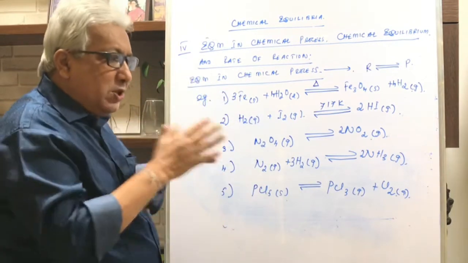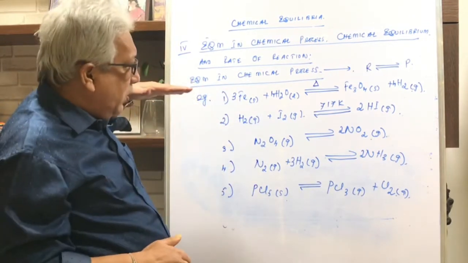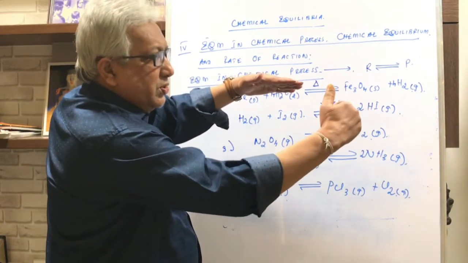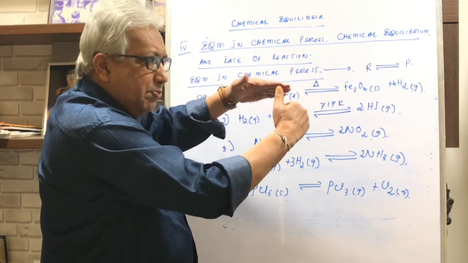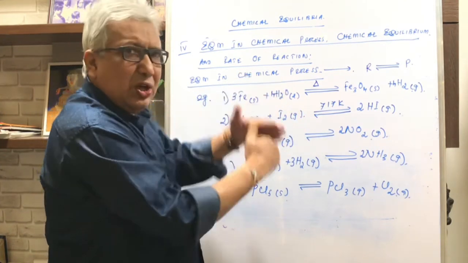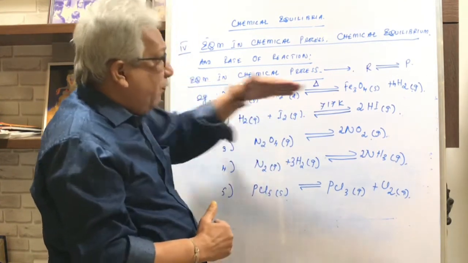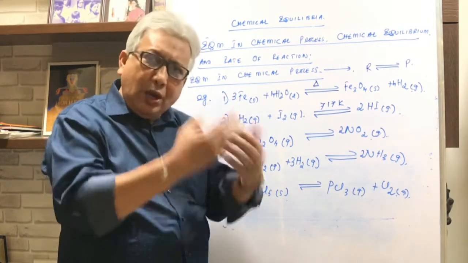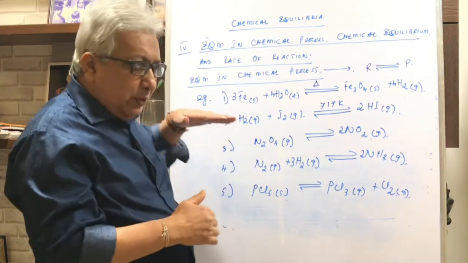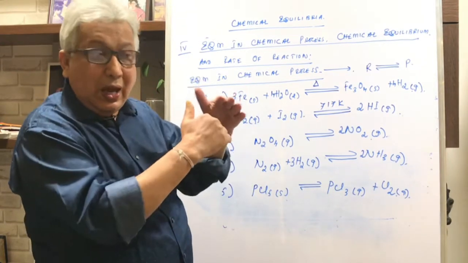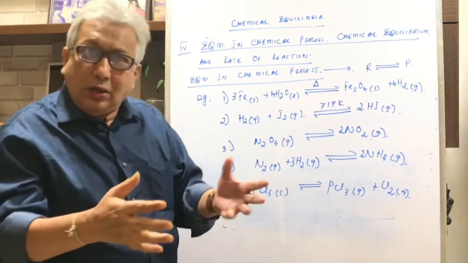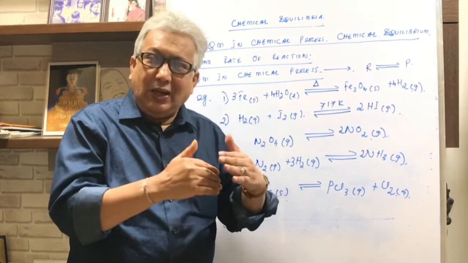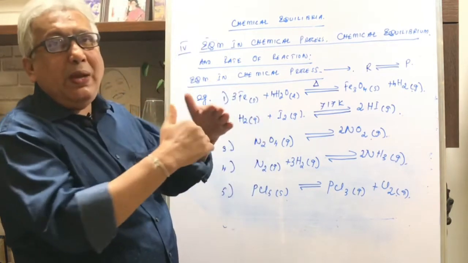Which means with the passage of time, you will find the rate of forward reaction starts decreasing and the rate of backward reaction starts increasing. And it happens in such a manner that eventually a stage comes when the rate of forward reaction will be equal to the rate of backward reaction. At that time, both the reactions will take place, but they both will take place at the same rate. And that is why apparently you will feel the reaction is not taking place, but that is not true. Both the reactions are taking place, but both rates will be the same.